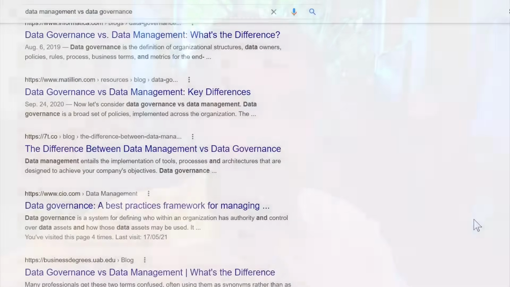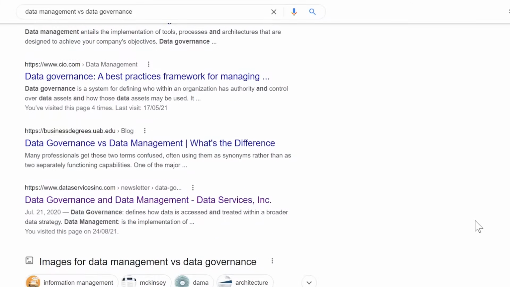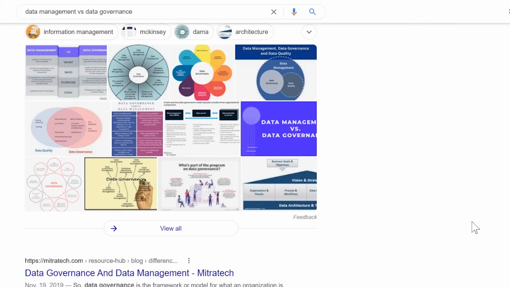So what is the difference between data management and data governance? This is really something that every data professional should know and understand. And there's a lot of information that we can find about these two concepts on the web. But as a data professional, most of this information that I find is really frustrating.